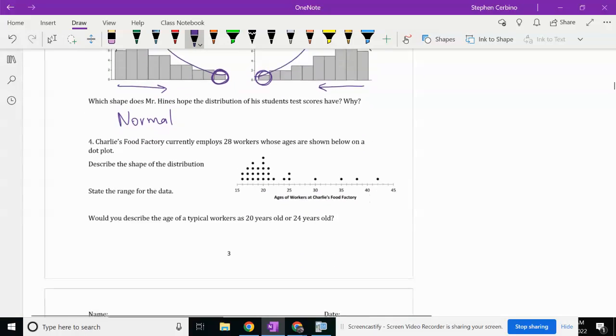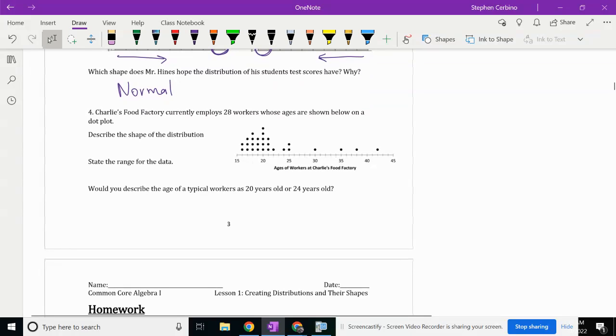All right, let's take a look at number 4. Number 4 gives us this dot distribution of Charlie's Food Factory and their employees' ages shown in the dot plot. It says describe the shape of the distribution. So looking at the distribution, the majority of the people are really young and there's only a few people that are really old. So the really old people are going to skew the overall average of the ages of the people that work there to the right. So this is considered a skewed right distribution.